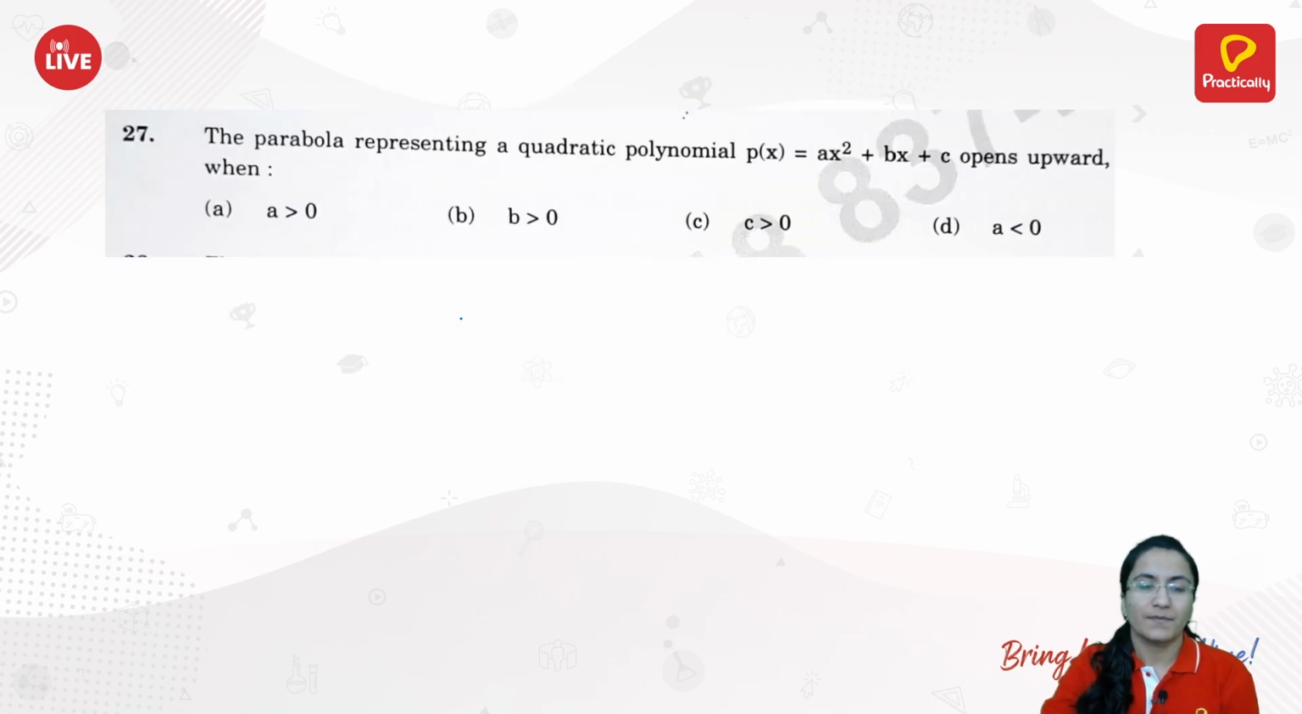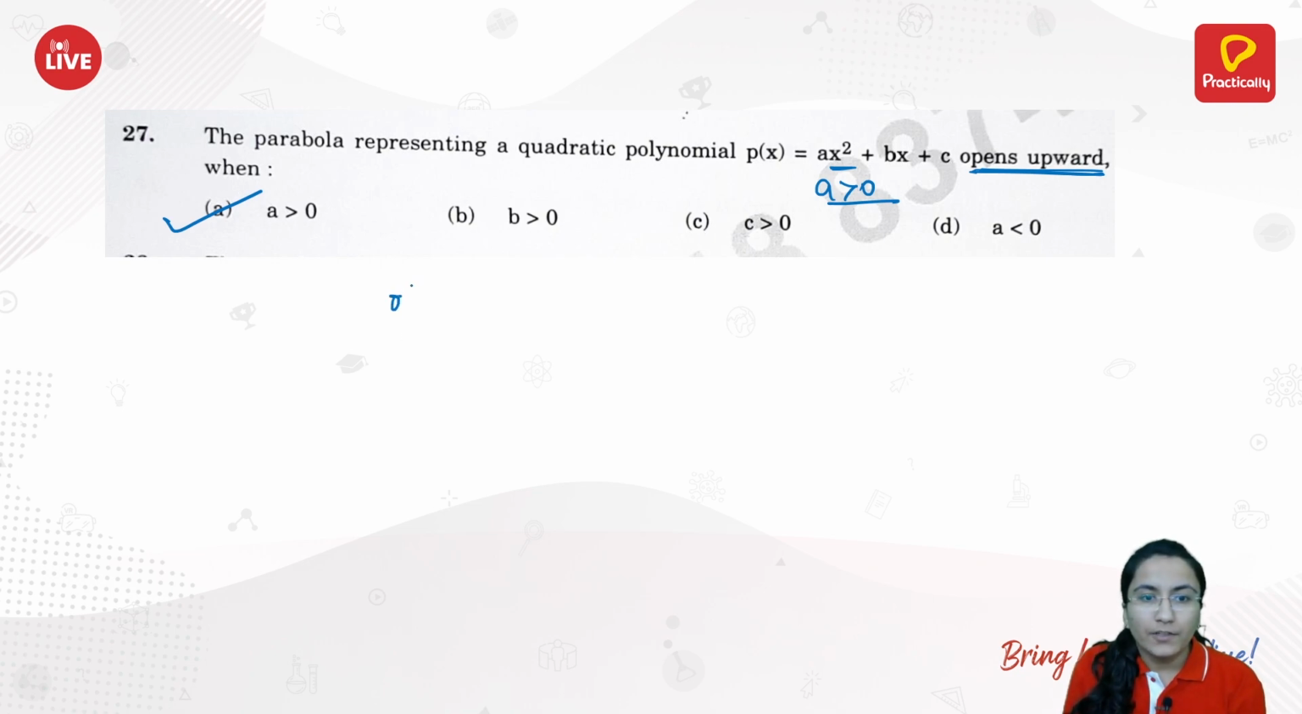Next question is, the parabola representing a quadratic polynomial p(x) equals ax square plus bx plus c opens upwards. Okay, we have an open upwards parabola, which is possible only when the coefficient of x square is positive. Coefficient of x square is positive means a is greater than 0. That means option A is correct.